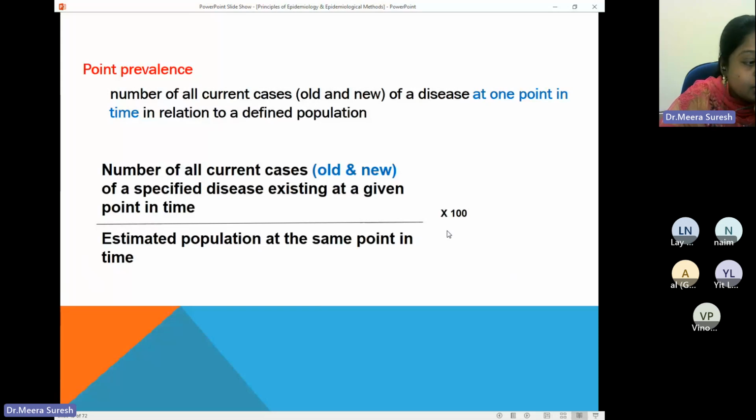We can say prevalence is always in percentage. If you Google any disease, or look in the practice of medicine or SPM text, or any article, you can see the incidence will always be given per thousand population, like the incidence of tuberculosis is 0.8 per thousand population. But prevalence will always be given in percentage. So that's the difference between incidence and prevalence.